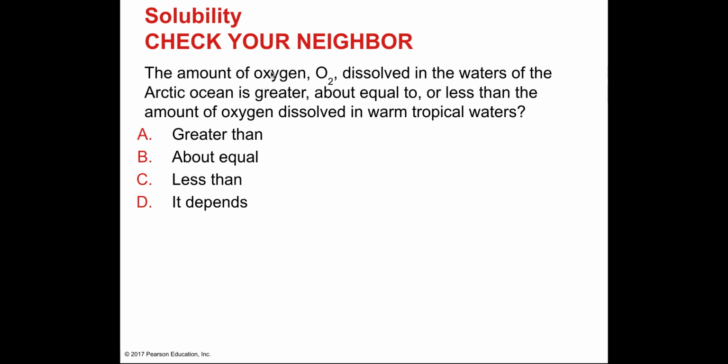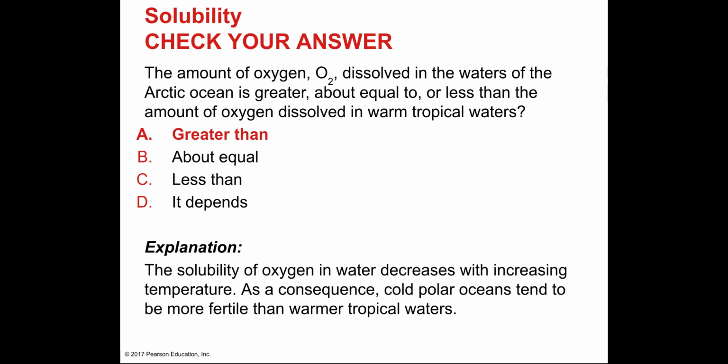So the amount of oxygen dissolved in water in the waters of the Arctic Ocean is greater than, about equal to, or less than the amount of oxygen dissolved in warm tropical waters. You have to choose which one it is, but it is greater than. Because the solubility of oxygen in water decreases with increasing temperature. As a consequence, cold polar oceans tend to be more fertile than warmer tropical waters.